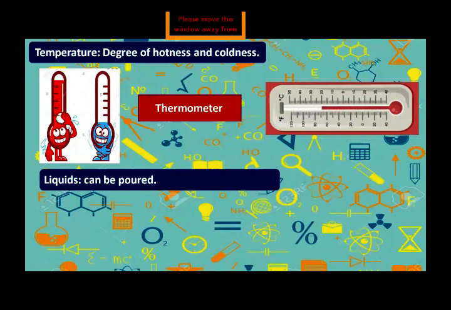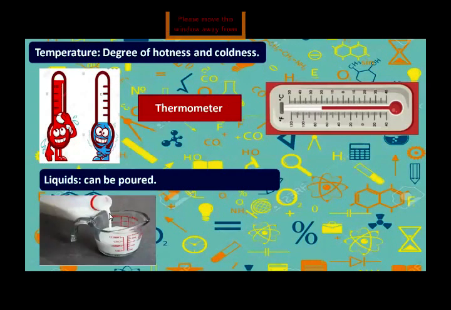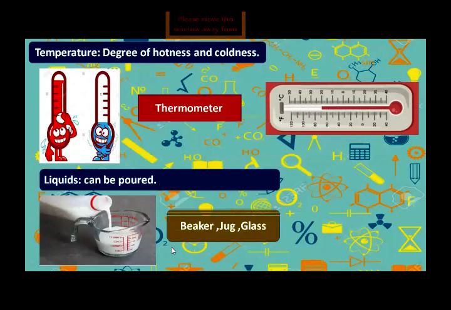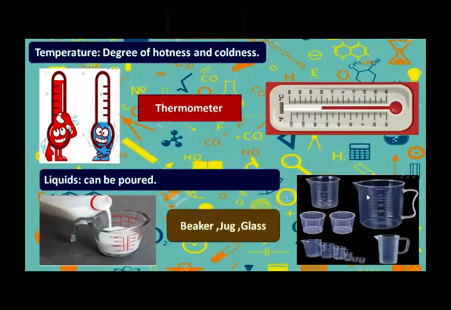Okay, and the fourth one is the liquids. Okay, beta, liquids can be poured. As you know, liquids can be poured. So we measure liquids with the help of a beaker, jug, and glass. You can see on your screen: beaker, jug, and glass. Liquids can be measured with a beaker, jug, and glass. Okay, so this is all about unit number 8.